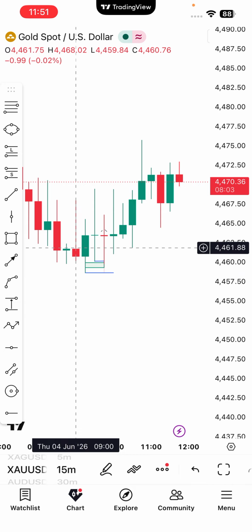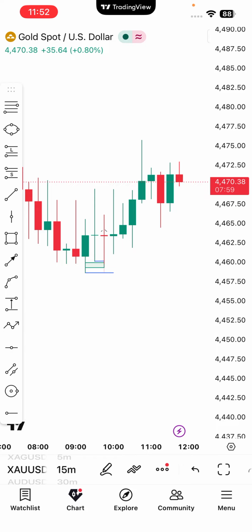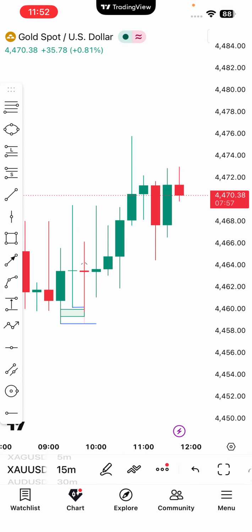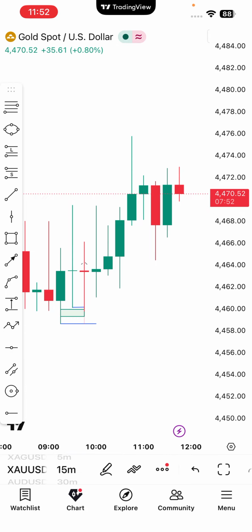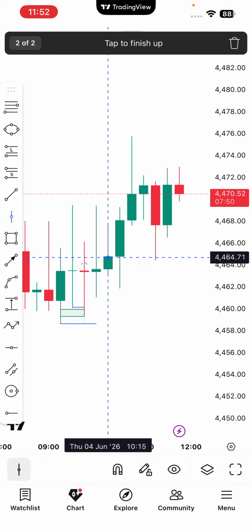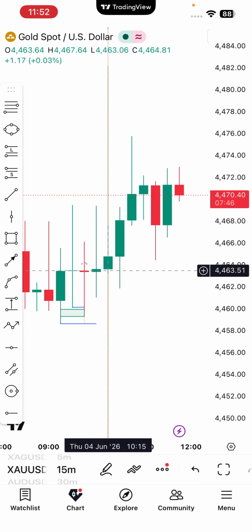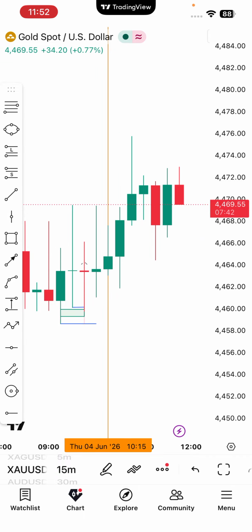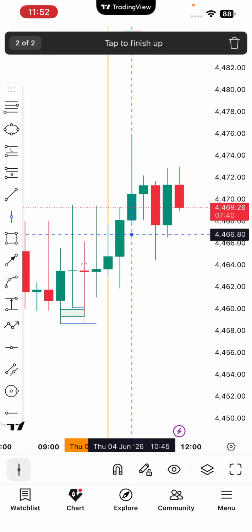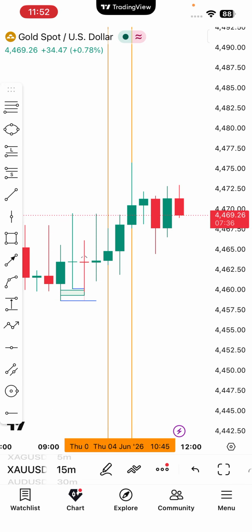This is the first candle, the second candle, and the third candle. Now for this one, we're going to use 2 candle stories. This is the first candle here, and this is the second candle. This particular candle here is the second candle. So we want to put this vertical line on the beginning of the third candle.